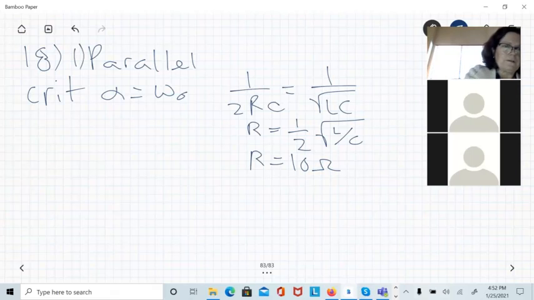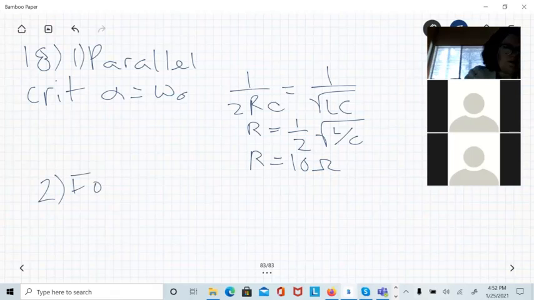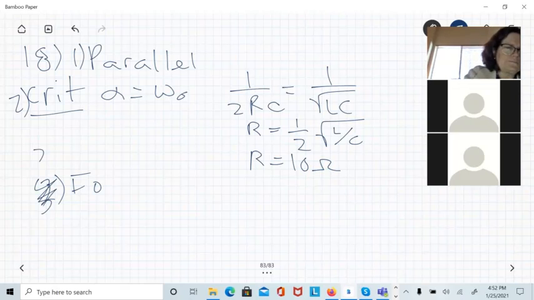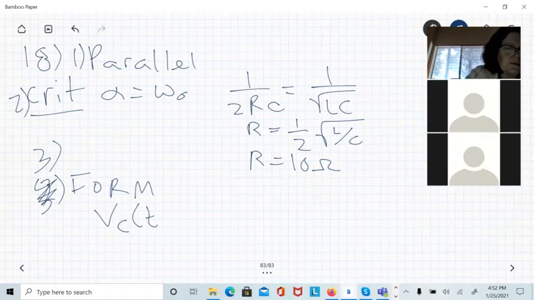Well, this was part 1. Part 2, form of solution. That's part 2, as I labeled it before. Part 3, the form of the solution for critical damping. I go back to that key slide and I look it up. What am I solving for? I'm solving for VC of t, is what the problem asked me to solve for.